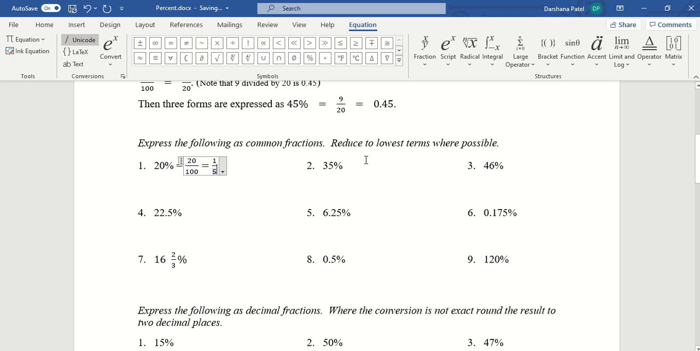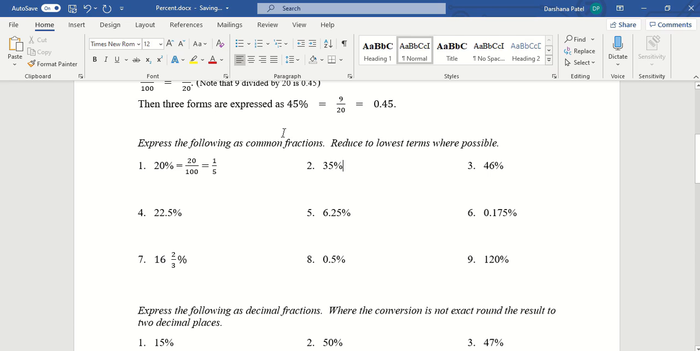Now similarly 35% will be basically 35 over 100. Now 35 and 100 both are divisible by 5. So if you divide both by 5, 35 becomes 7 and 100 becomes 20.